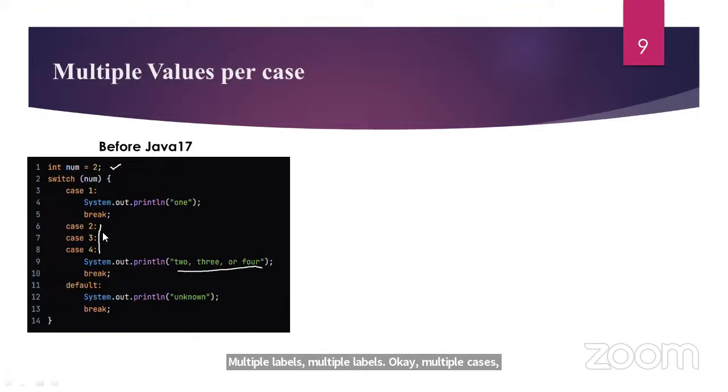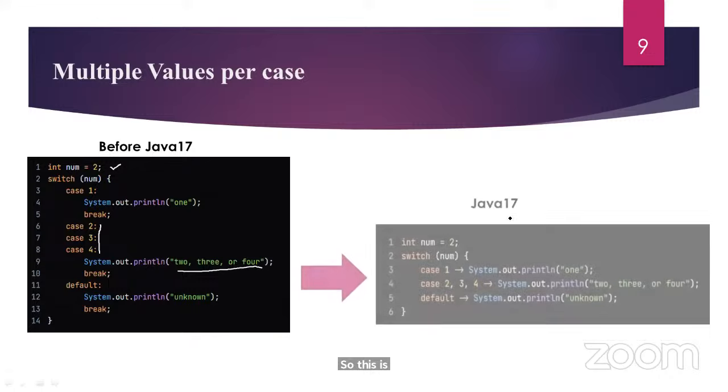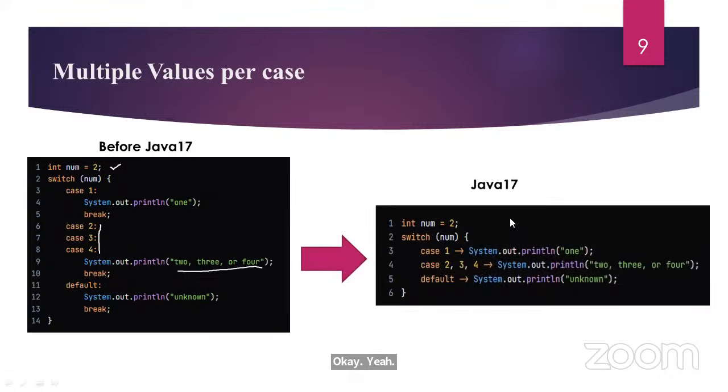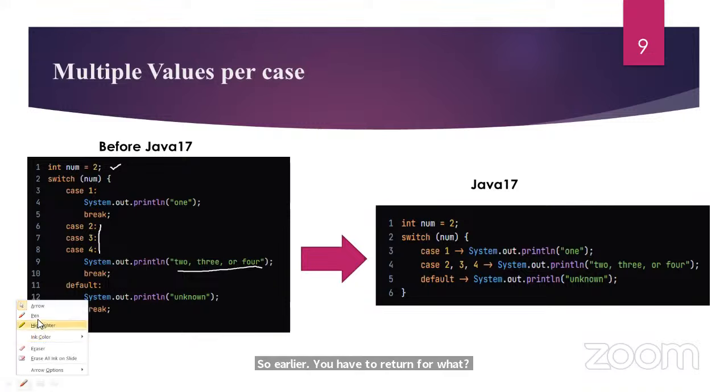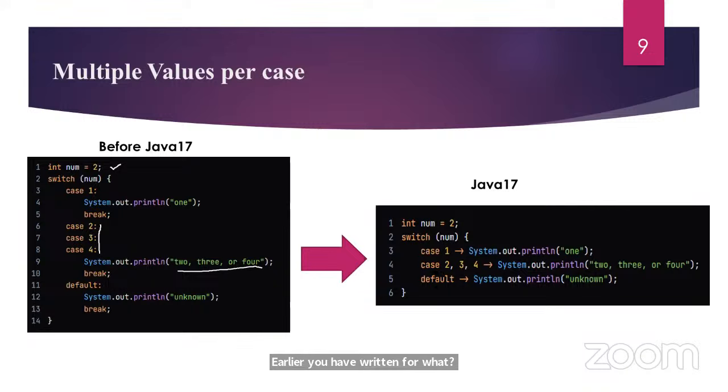Now the question may come to your mind: how can you write this kind of statement in Java 17, sir? Before Java 17, this is how you defined the particular piece of code for multiple cases. Now let's see on the right-hand side for Java 17. See how it gets simplified. Earlier you had to write case 2, case 3, case 4. Now it is more simplified: case 2, comma 3, comma 4. Understand everybody?